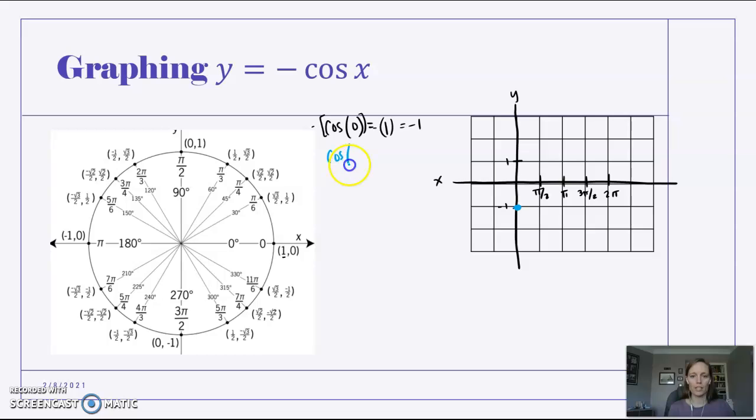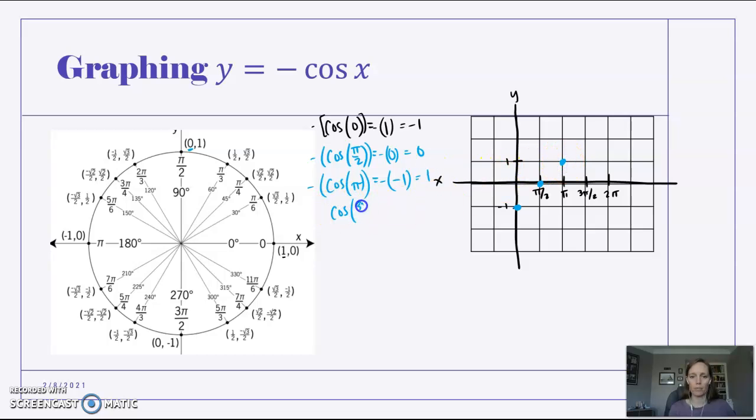Then for cosine of pi over 2, I go to pi over 2 on my unit circle. I look at the x part of the coordinate, so that's equal to 0. If I multiply that by a negative, -0 is still just 0. So I have the point at pi over 2, 0. The next one is cosine of pi. Cosine of pi is equal to -1. And so if I'm multiplying that by a negative, then a negative times a negative gives me a +1.